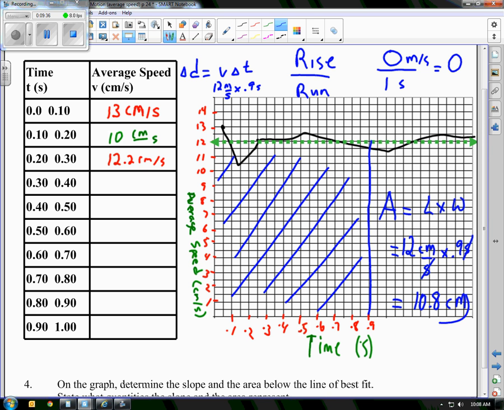So the area underneath, write that down somewhere. The area underneath a speed time graph tells us the distance traveled. So graphing is actually pretty amazing because you can use graphs to give you average speed, acceleration we found out today, and distance traveled.